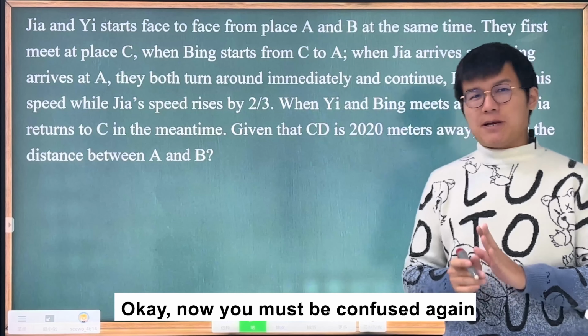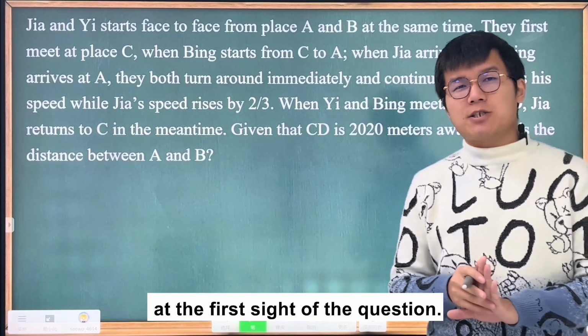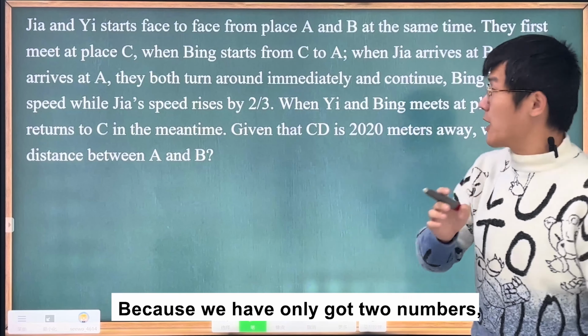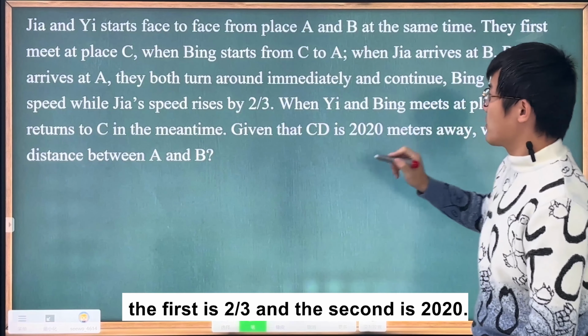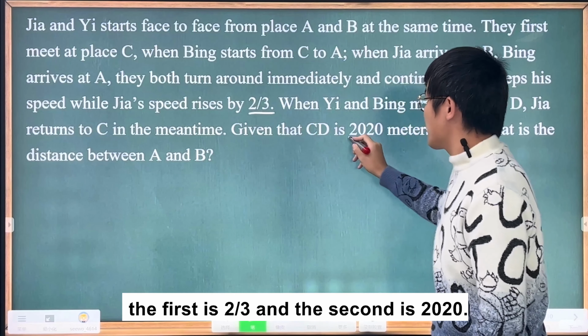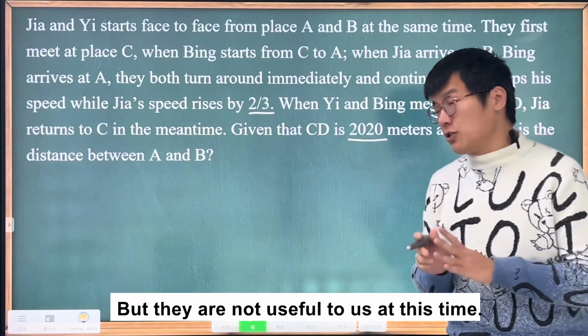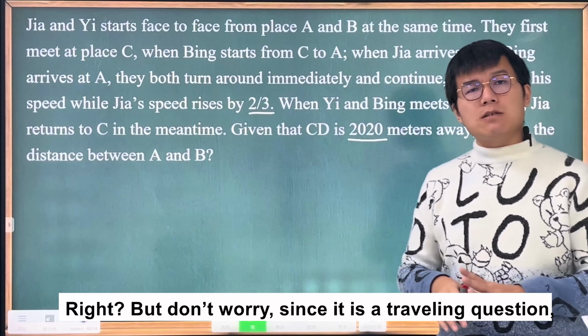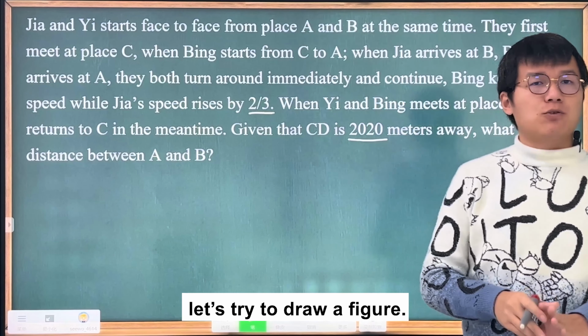Okay, now you must be confused again at the first type of the question. Why? Because it has so many conditions but so little numbers. We have only got two numbers. The first is 2/3 and the second is 2020. But they are not useful to us at this time. But don't worry, since it is a traveling question, let's try to draw a figure.